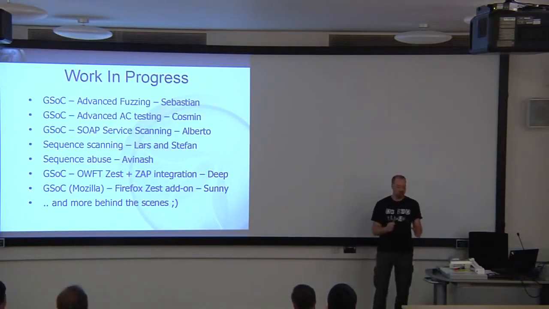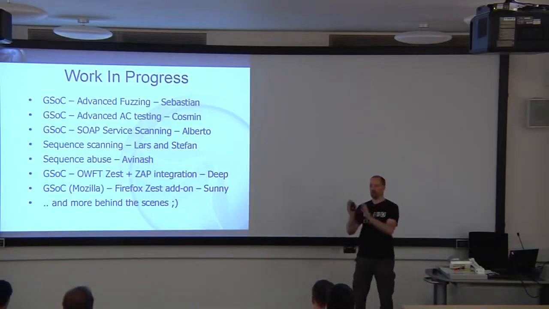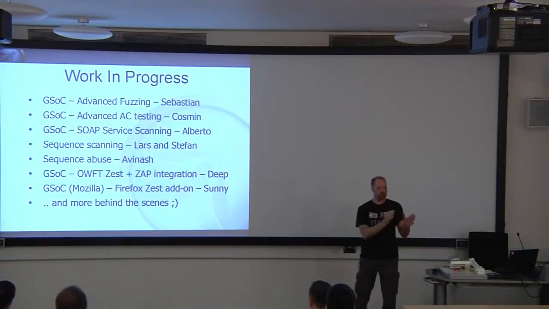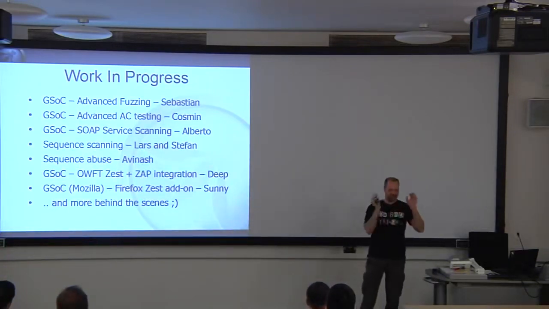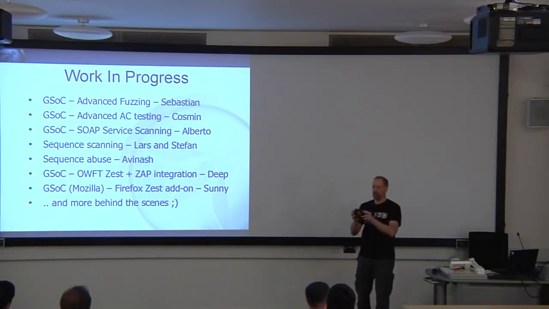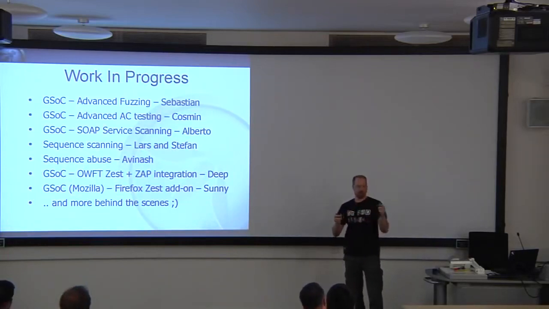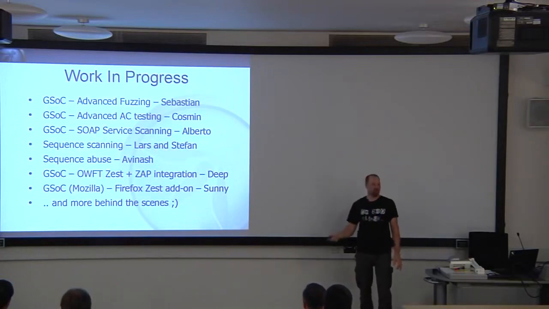By sequences I mean things like your wizard interface where you have page 1, page 2, page 3, and at the moment ZAP, like pretty much all scanners, will go page 1, parameter 1, attack, page 1, parameter 2, attack, page 2, parameter 1, attack, and the application should go, you're out of sequence, go back. But it'll just carry on blindly. So the idea is we're going to allow ZAP to understand sequences.